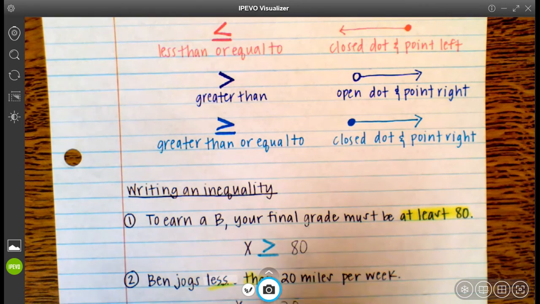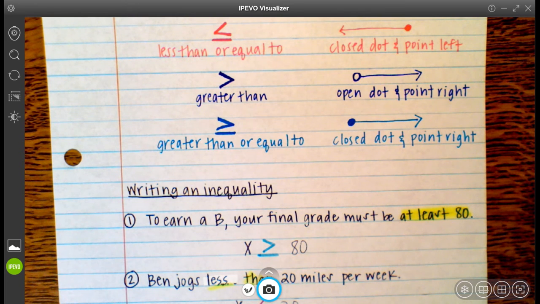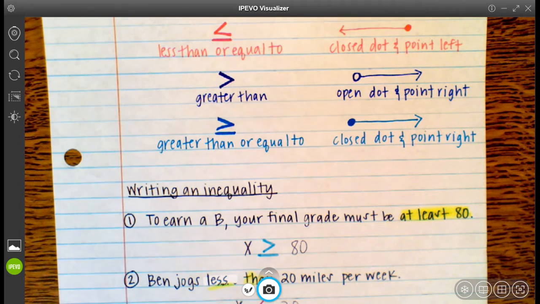So specifically, we would use just the less than sign, meaning he can't actually reach 20 miles per week. It's any number smaller than 20. So maybe he jogs 18 miles a week, or maybe he only jogs 2 miles a week, any number less than 20.